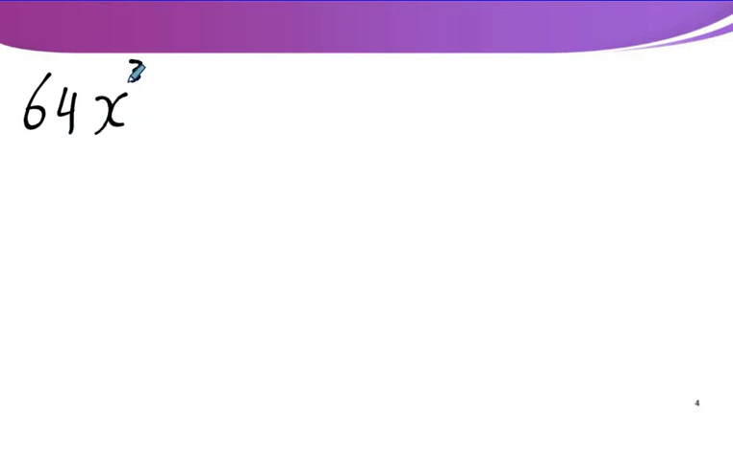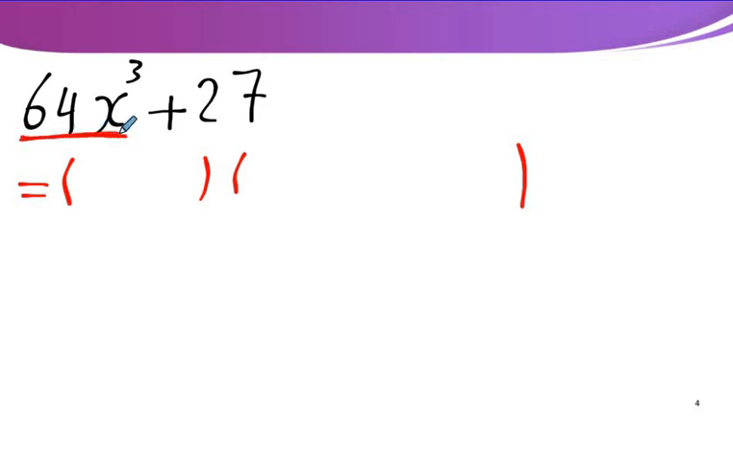64x to the power 3 plus 27. This is the sum of two cubes. To factorize it, open two brackets, one small and the other big. The cubic root of 64x to the power 3 is, yes, 4x, and the cubic root of 27 is 3, and the sign is like the sign here, so it's positive.